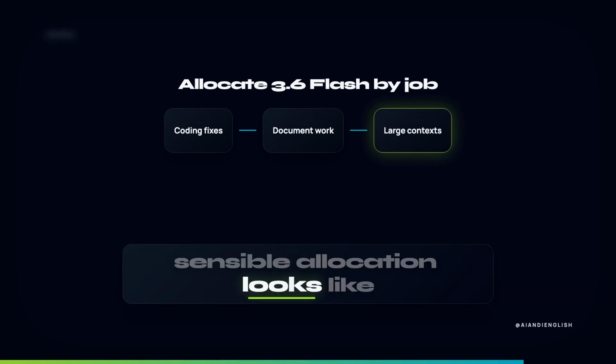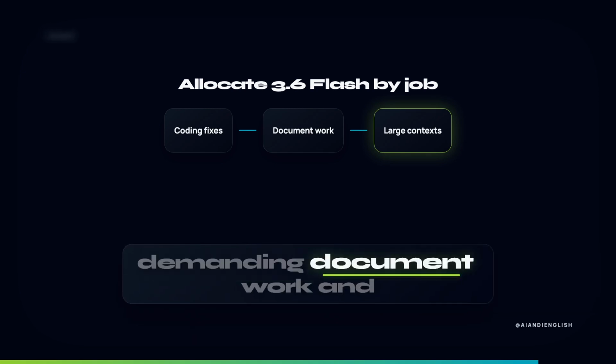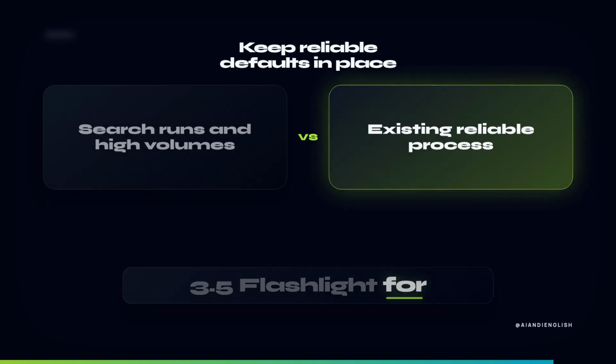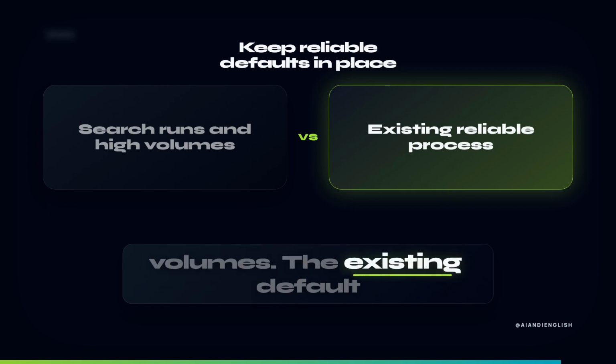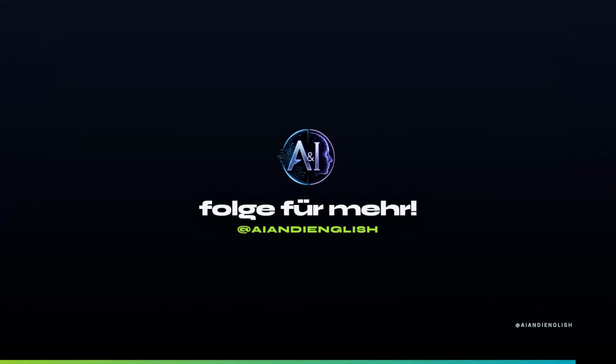The sensible allocation looks like this: Gemini 3.6 Flash for coding fixes, demanding document work, and large contexts. Gemini 3.5 Flash-Lite for search runs and high volumes. The existing default choice stays where its process already works reliably. External comparison data is still limited at launch. Google's benchmarks and GitHub's early tests are signals, but not a free pass for a complete switch.